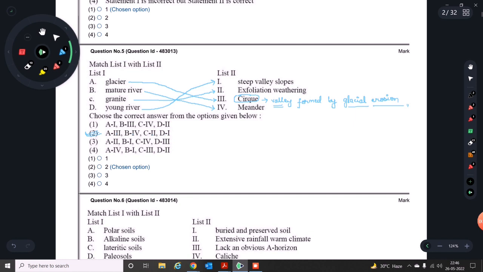Okay. So let's see one by one. Meander is nothing but, it means a simple bend in a river channel.